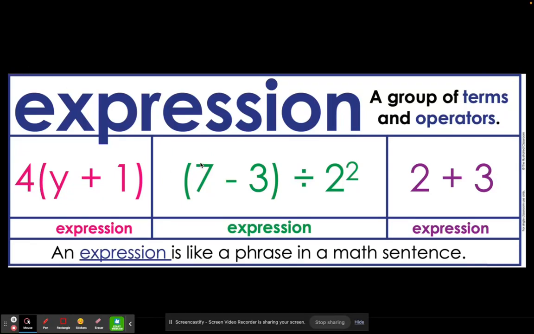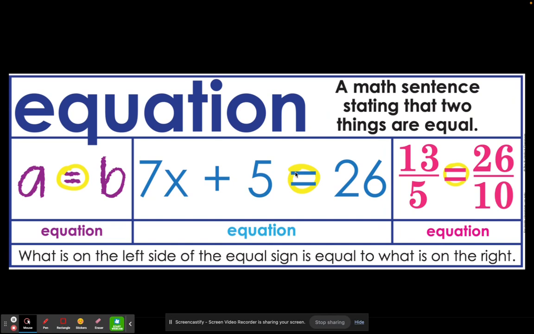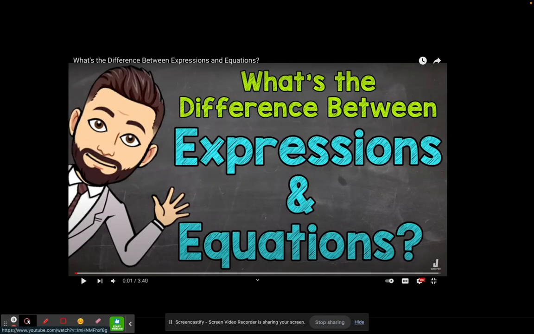An expression is kind of like an incomplete sentence in ELA, right? An expression has no equal sign. It doesn't tell you what anything is equal to. It just gives you the problem part. So expressions, equations. If that's still confusing for you, Mr. J goes through and actually gives you some examples and you can practice with him. I'm not going to though.